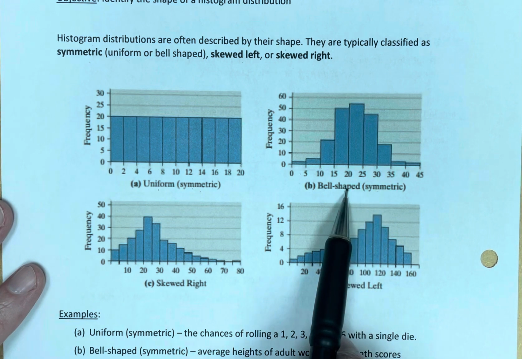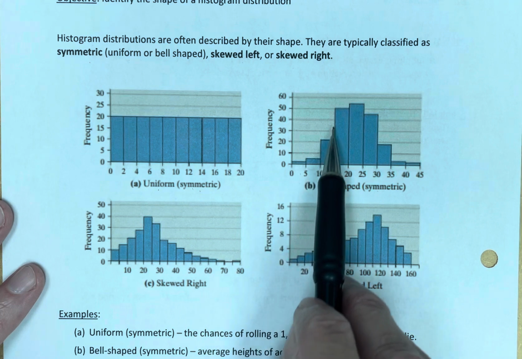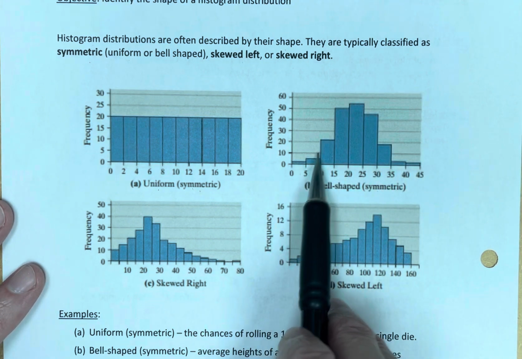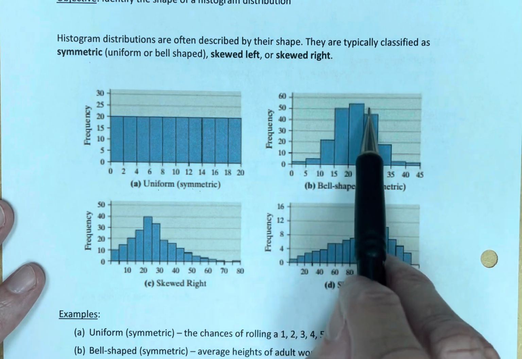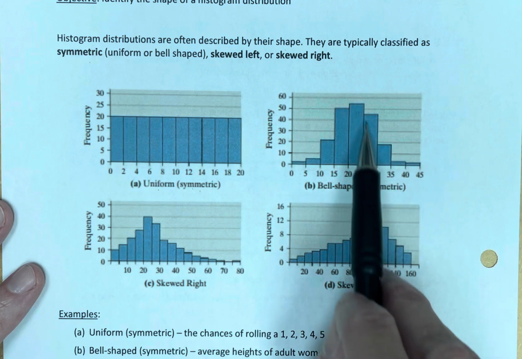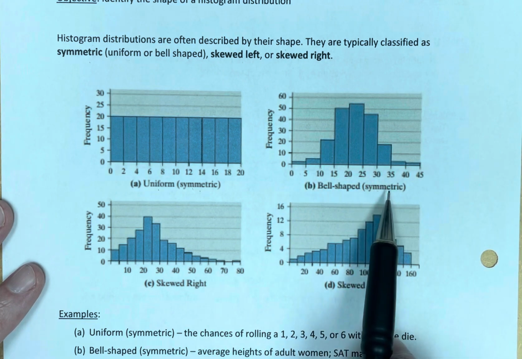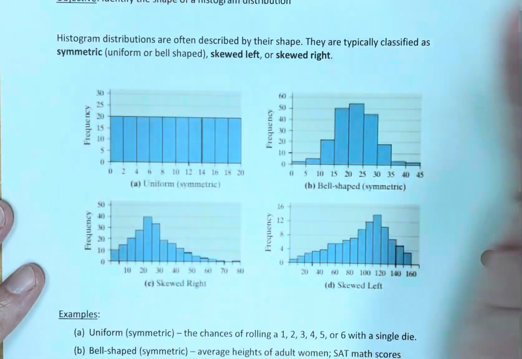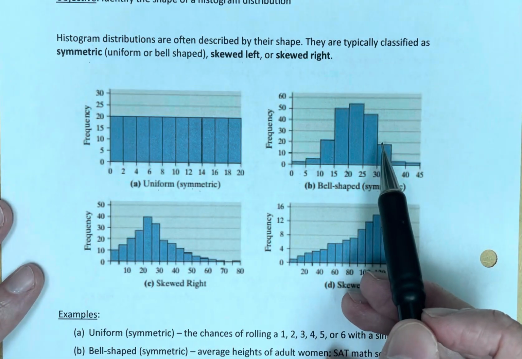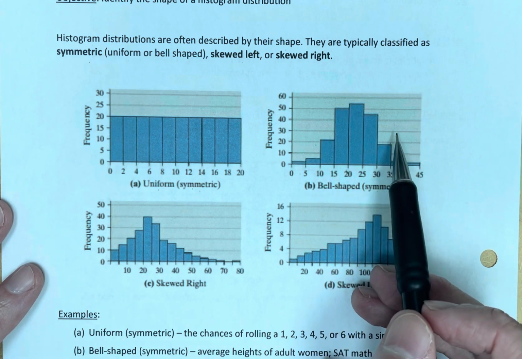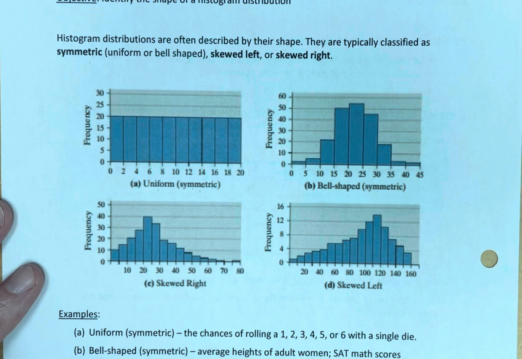Here's the symmetric bell-shaped distribution. Bell-shaped because if you kind of connect the tops of the lines, the top centers, you get a curved bell shape out of this. So it's symmetric. If I draw a line down the middle, I have the same left and right. Generally speaking, the right side maps to the left, symmetrical, bell-shaped.